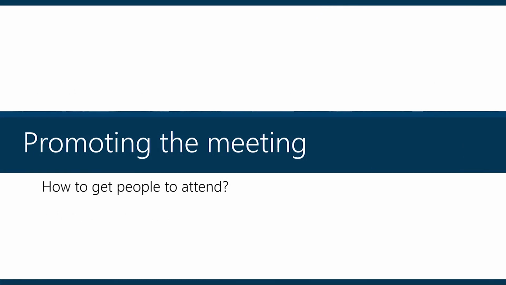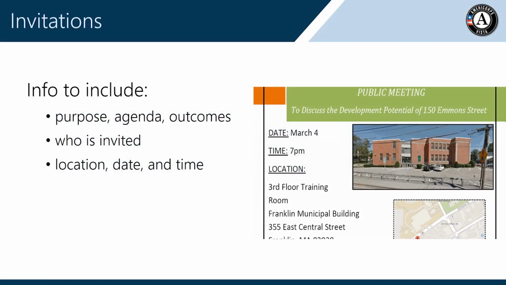Finally, let's look at inviting people and getting them to attend. Your invitation needs to explain the purpose of the meeting, what will happen, and what you expect to be achieved as a result. It should give a sense of who the meeting is for and any preparation. Of course, the location, date, and time are critical.